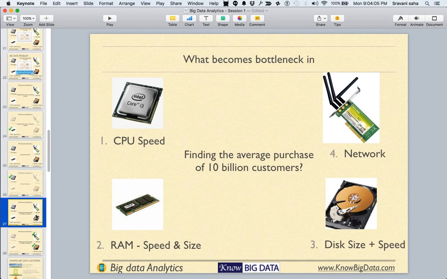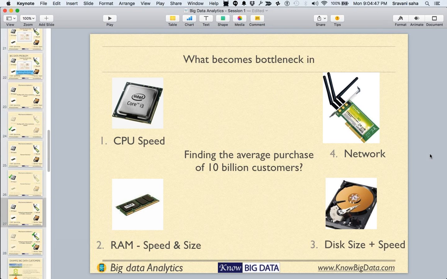All right. Now, let's say finding the average purchase of 10 billion customers. You have a database in which there are 10 billion records. All you want to do is find the average value of 10 billion customers. So one customer bought with 2 rupees, the second bought with 100 rupees, the third with 1000, and you are trying to compute the average purchase. Which one out of all of these becomes the bottleneck? Looks like all of you are getting the hang of it.